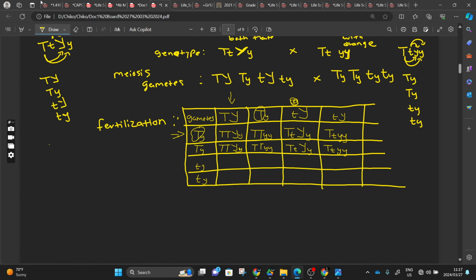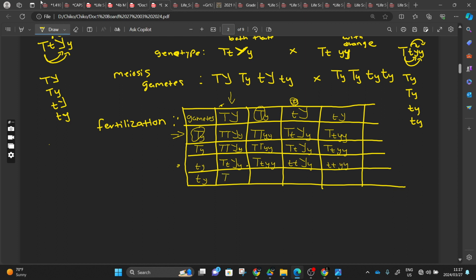And then you come here, you concentrate on this box and this box. This is where they are merging again. Then you'll have capital letter T, small letter T, capital letter Y, small letter Y. Then capital letter T, small letter T, small letter Y, small letter Y. And then we will have small letter T, small letter T, capital letter Y, small letter Y. And then small letter T, small letter T, small letter Y, small letter Y.